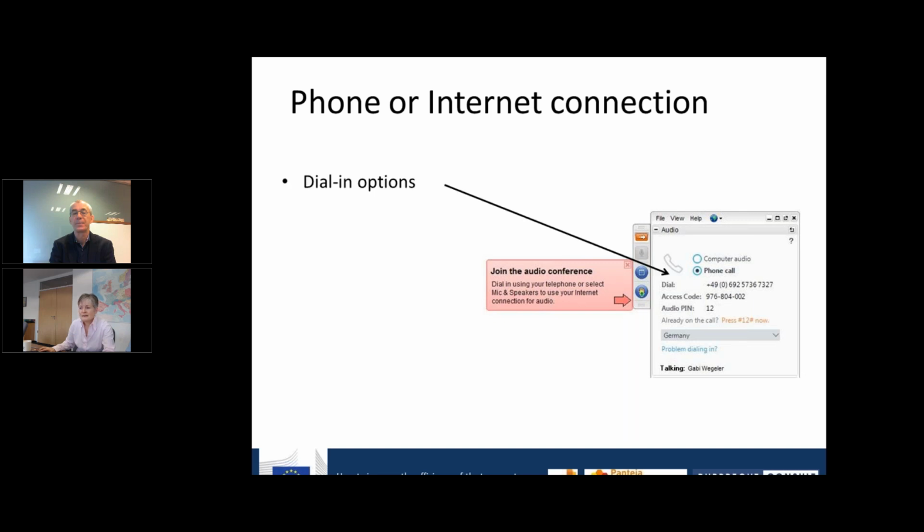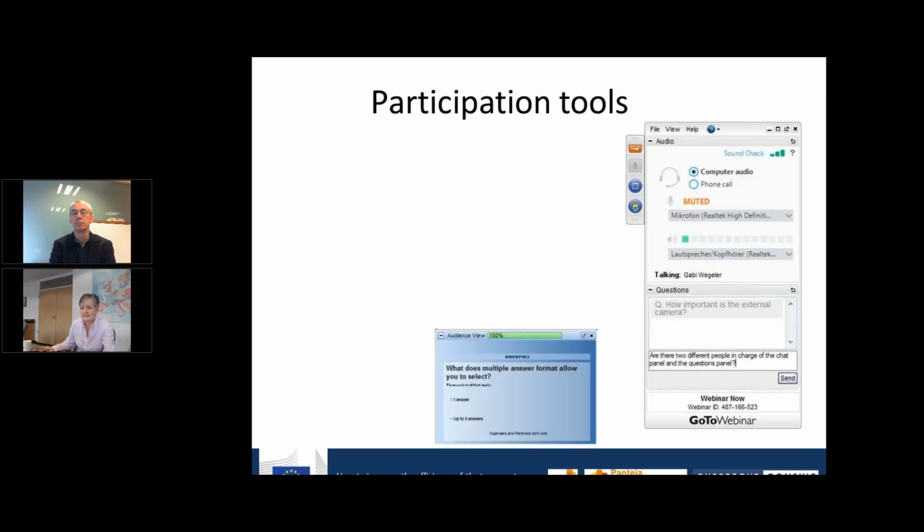The next thing is the dial-in options. Your phone number should be there. It's not the number on the screen, this is just for demonstration, but you should have the phone number you'll see on the side of your screen to dial into to put your PIN access into. The participation tools that are available to you in a webinar, perhaps some of you have participated in webinars, but if you haven't, these are some of the things you need to know.